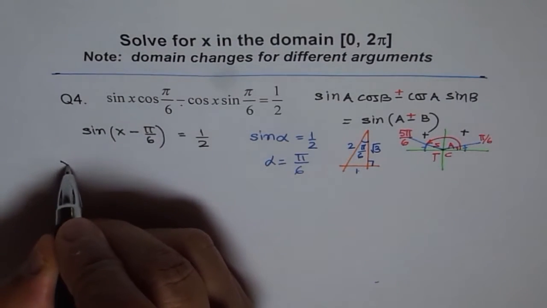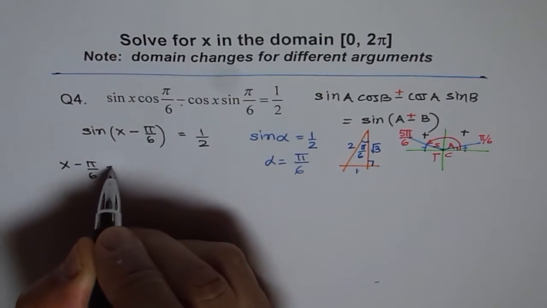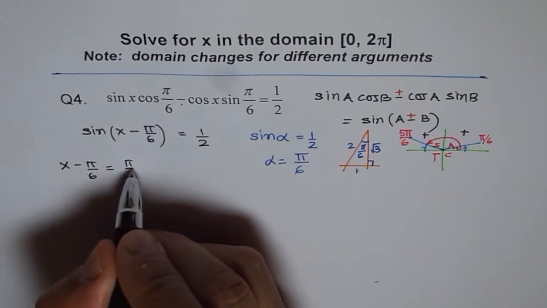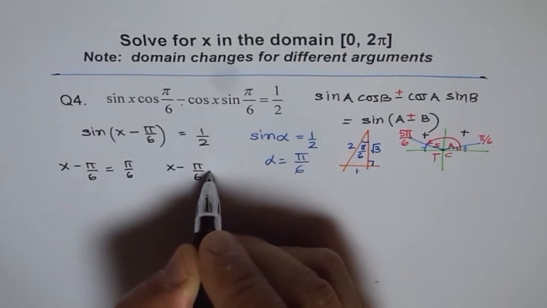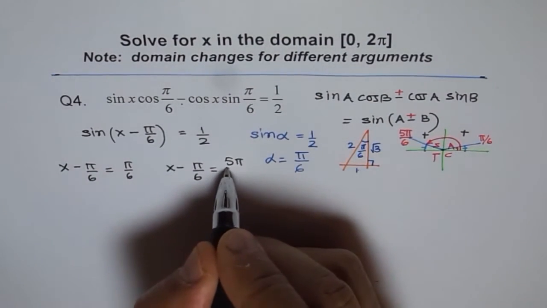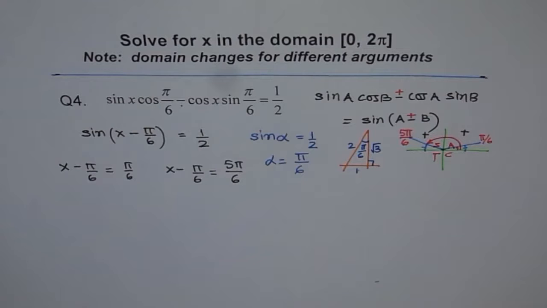One is x minus pi by 6 equals pi by 6 when it is plus half, right? And the other is x minus pi by 6 equals 5 pi by 6. So these are two possible solutions we are looking at. But now coming back to the domain, are these angles within our domain?